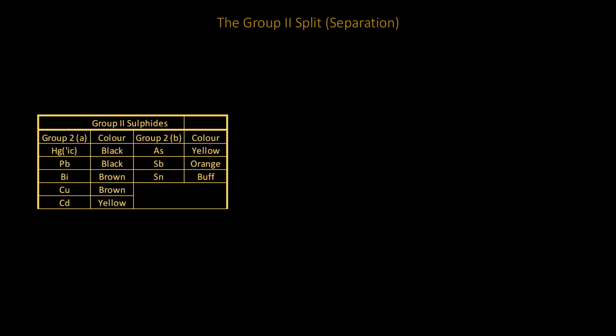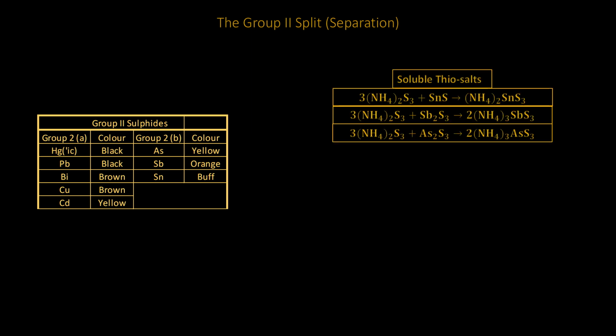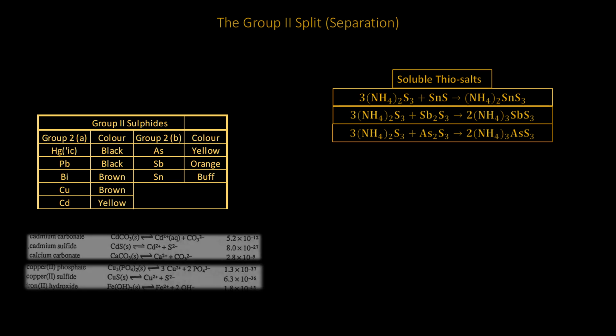Test tube number 2, which contains the group 2 sulfides, has to be split, that is separated, into two groups, 2A and 2B. This is accomplished by adding ammonium polysulfide. The precipitate colors are shown. The polysulfide reacts with the metal sulfide to create thiosalts, which are soluble while the others remain in solution. This is due to the KSP constants. The thiosalts have KSP values which are a lot higher than the sulfide products.